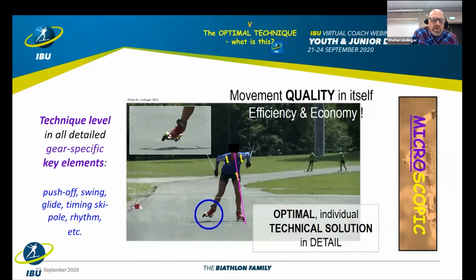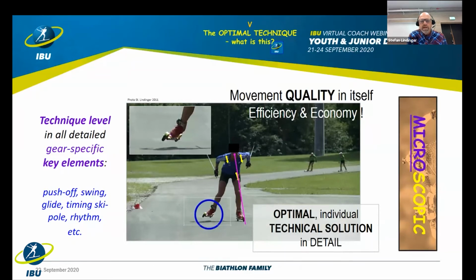And now we are where we normally are if we talk about technique training, right? So it's about the technique level in all detailed, gear-specific key elements. So we talk about the V2 push-off, the swing in V2 alternate, in all those techniques, the glide phase, the timing of ski movements to pole movements, the rhythm and other aspects. So the movement quality in itself, in terms of efficiency and economy. And we try to have some optimal individual technical solution in detail about those things.